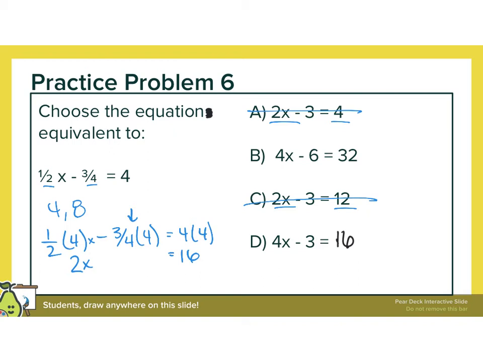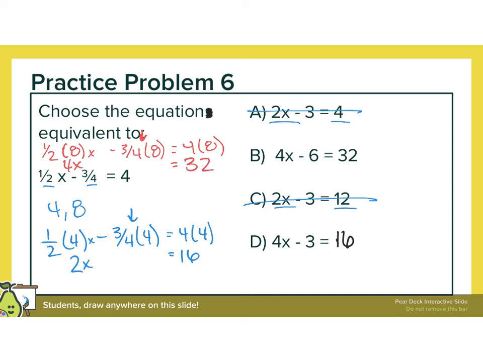Let me switch the color for you to red, and I'll do it up here. So I'm going to multiply the 1/2 x times 8, and there'll be an x. And I'm going to multiply 3/4 times 8, and I'm going to multiply the 4 times 8 as well. I'm going to do the easy ones. I know what half of 8 is. Half of 8 is 4, and there's still an x. I don't know this one, but I know that 4 times 8 is 32.